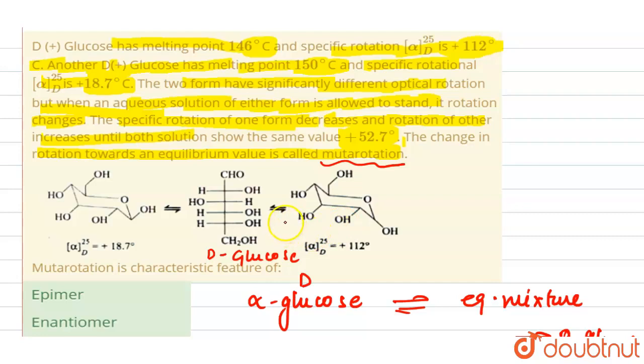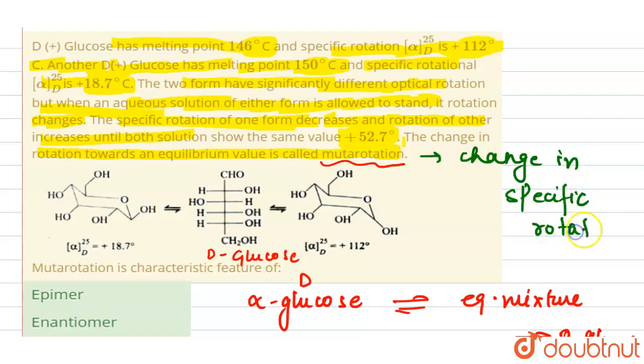It is just mentioned that one rotation has 18.7 and the other has 112 degrees rotation. But at equilibrium they have the equal rotation, the same value 52.7, and this change in specific rotation is known as mutarotation. So the question is: mutarotation is the characteristic feature of.